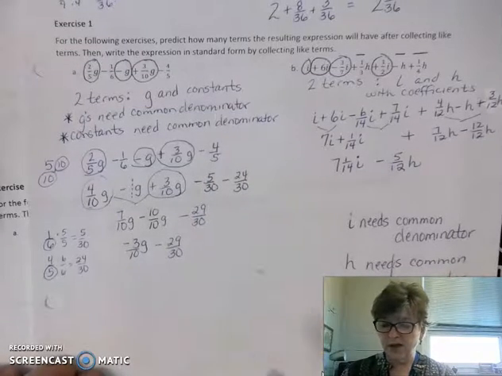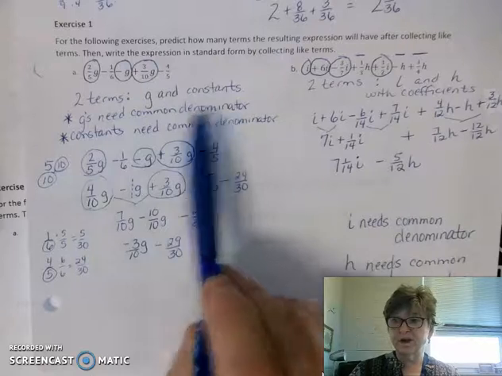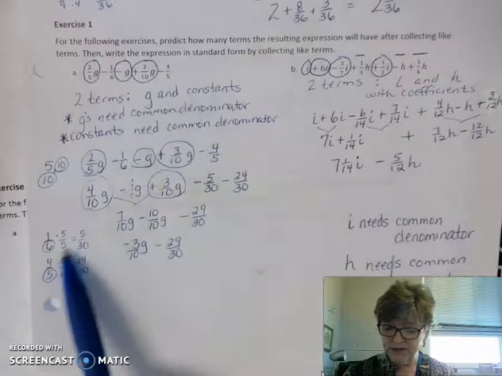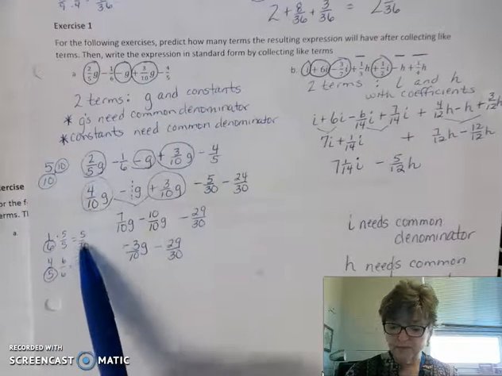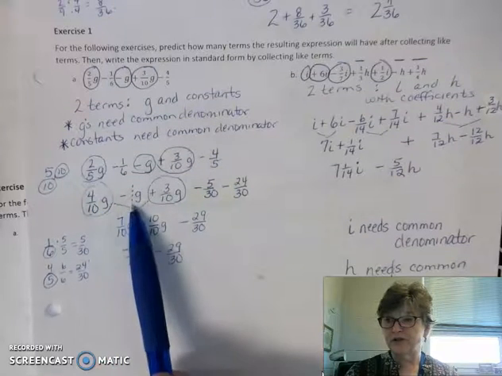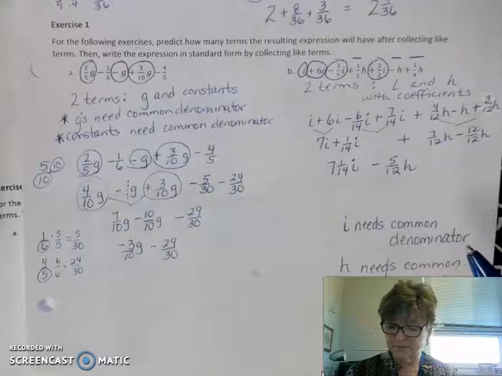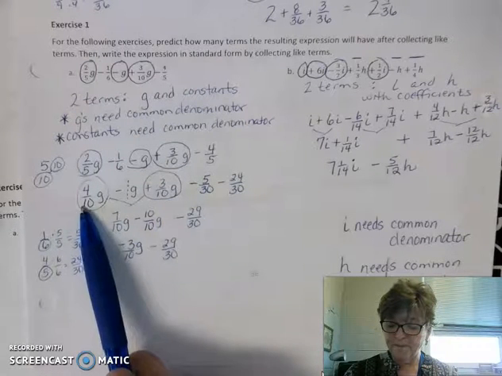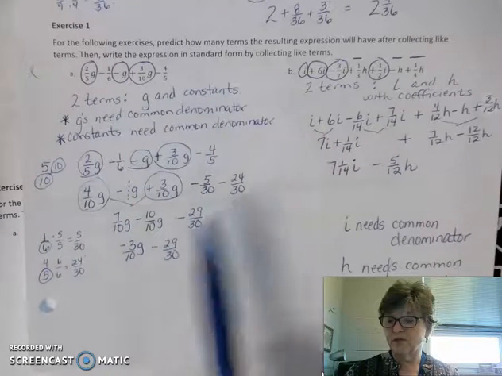Let's take a look at what you should have. Again, your G's have a common denominator and your constants need their own common denominator. So as you can see here, I looked at finding those common denominators and found those equivalent fractions. Common denominator of 10 for the G's, common denominator of 30 for the constants.